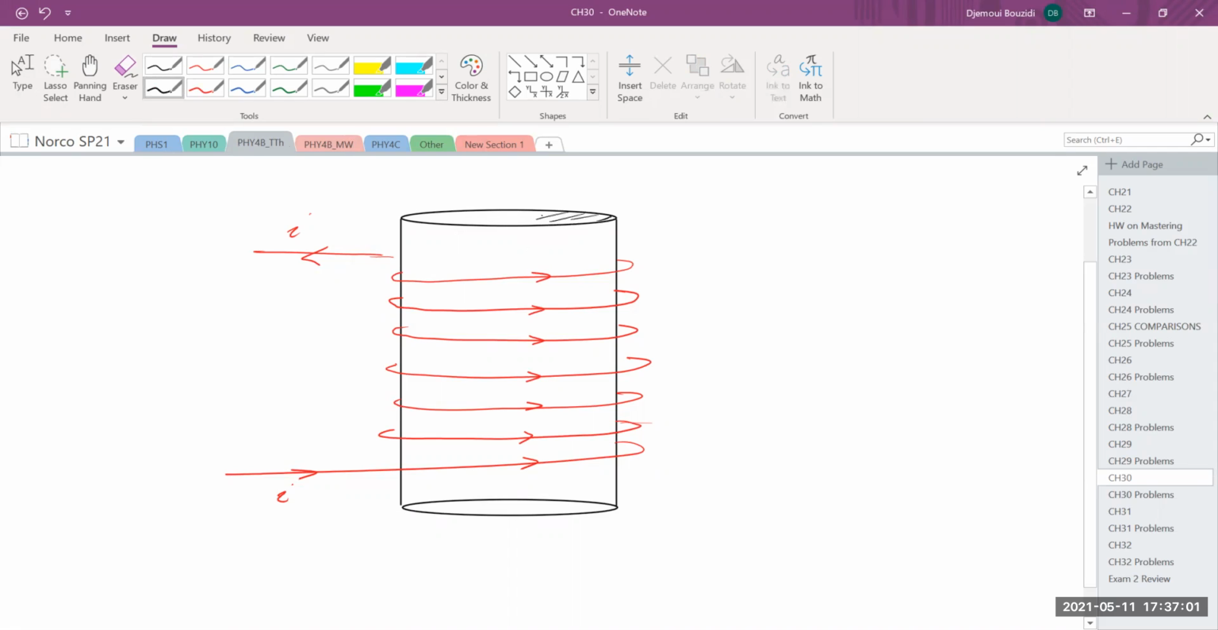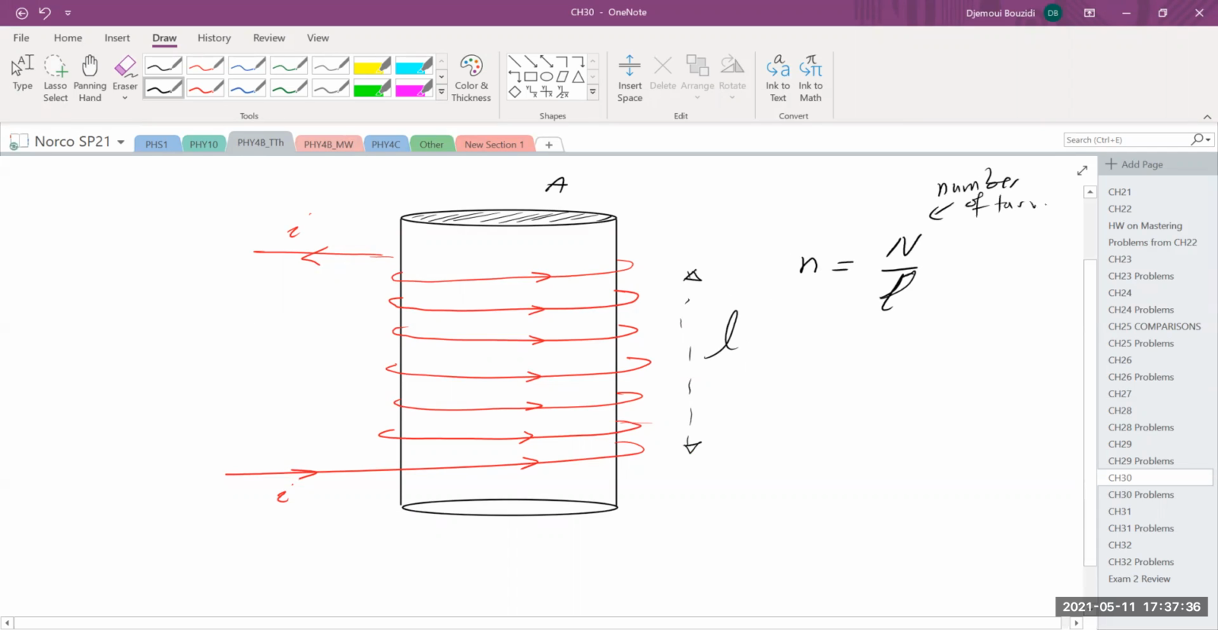So this area is A, okay? The length through which I'm doing this is l, and you have to use the lowercase l, because there will be a big L that is going to be used up to this point. The way I stack these turns is the turn density, or how many turns are per unit length. So basically, this is the number of turns, and this is the length of the solenoid.